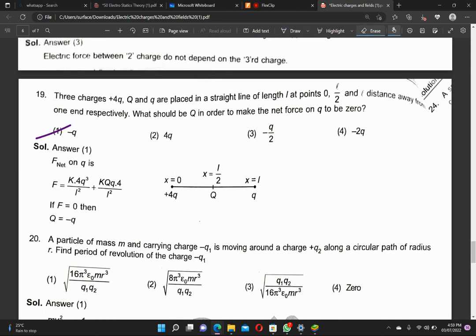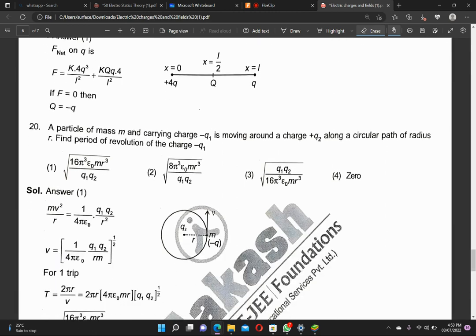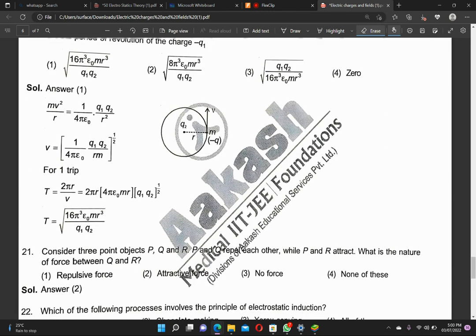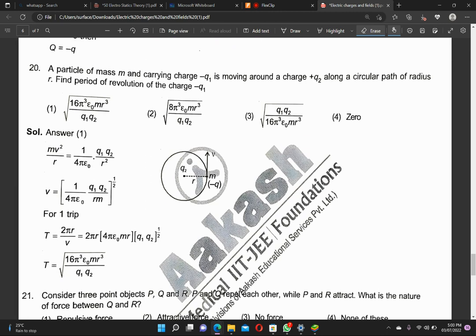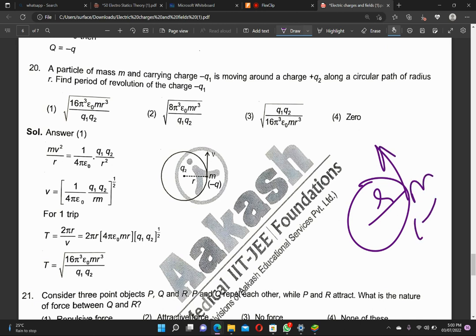Now, the next question is: a particle of mass m and carrying charge minus q1 is moving around a charge plus q2 along a circular path of radius r. Find the... it's very easy. See, we know there's a circle, its radius is r, this is a tangent drawn, here it is m, the minus q charge will be there, and q2 at the center is given, it seems, right? What did it say? Around a charge plus q2 along a circular path, it's moving with radius r. Find the periodic revolution of charge minus q1.